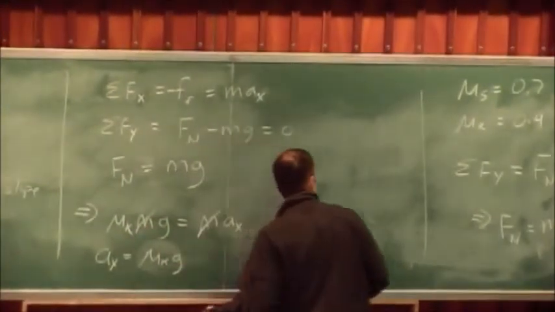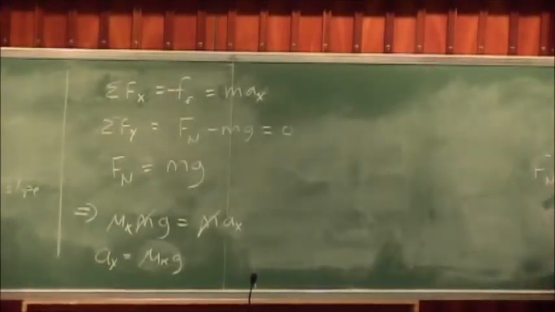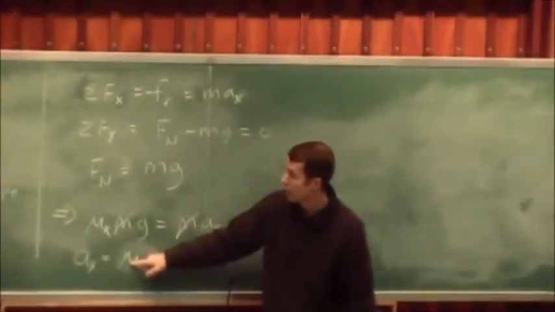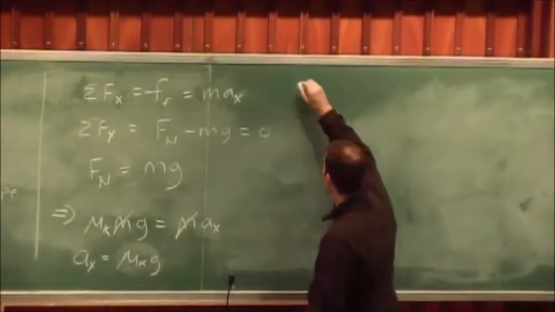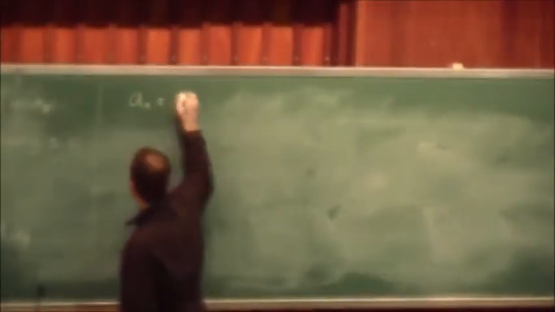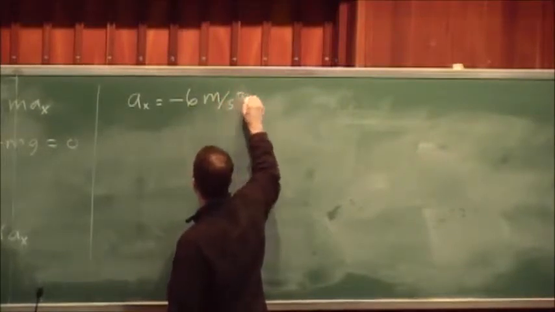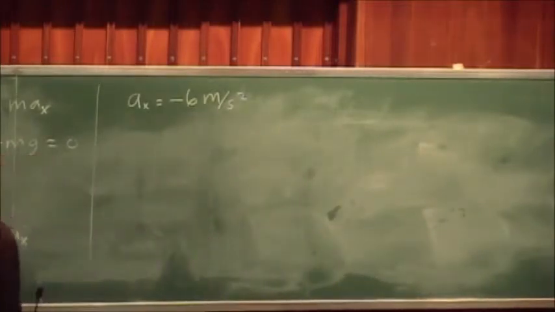All right, so with that in mind, this gives us the maximum deceleration that we can have, which is going to be 9.8 times whatever this coefficient of kinetic friction is. If we assume this is 0.6, we'll just assume that ax is equal to minus 6 meters per second squared, just pointing the direction that it's accelerating.